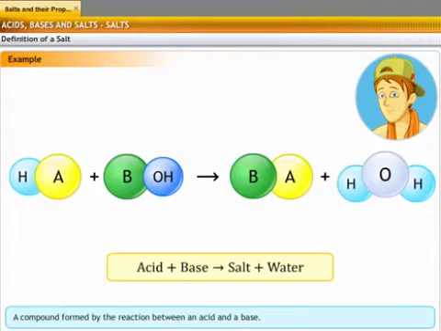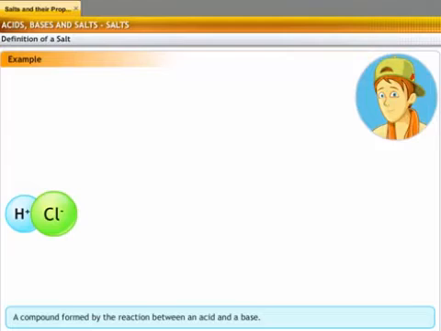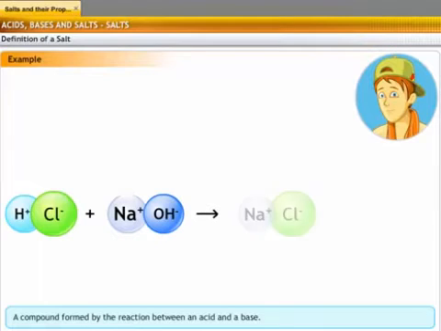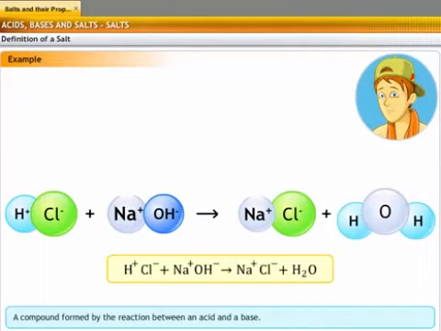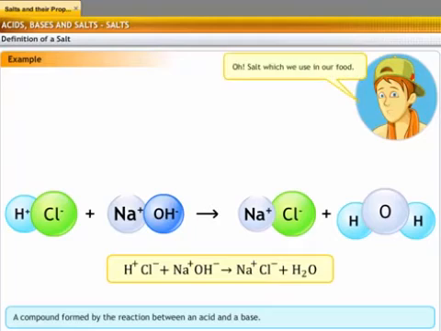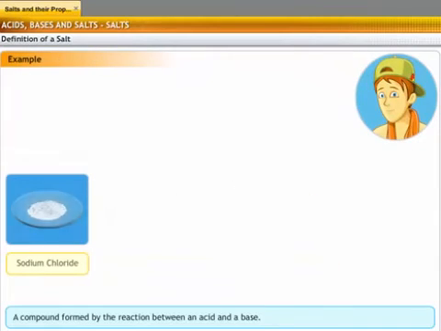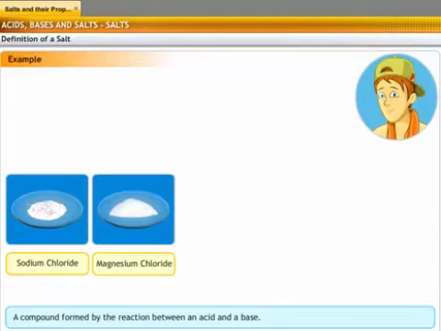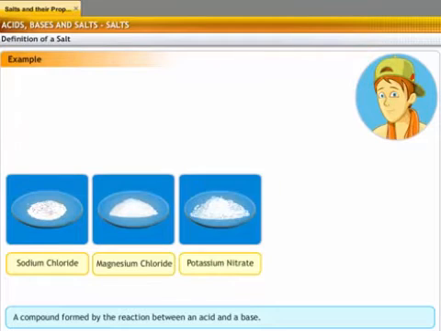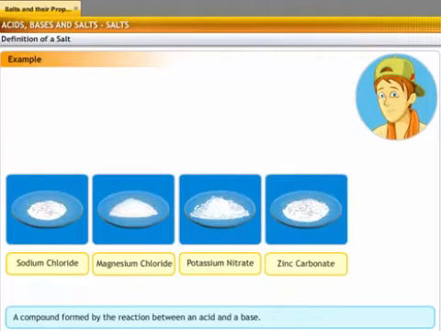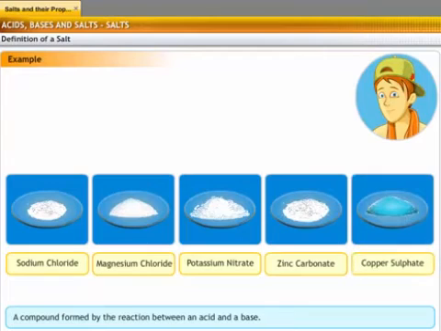For example, when an acid like hydrochloric acid reacts with sodium hydroxide, which is a base, sodium chloride, which is a salt, is formed. Oh, salt which we use in our food? Yes, some salts like sodium chloride are edible, and other salts like magnesium chloride, potassium nitrate, zinc carbonate, and copper sulfate are useful to us.